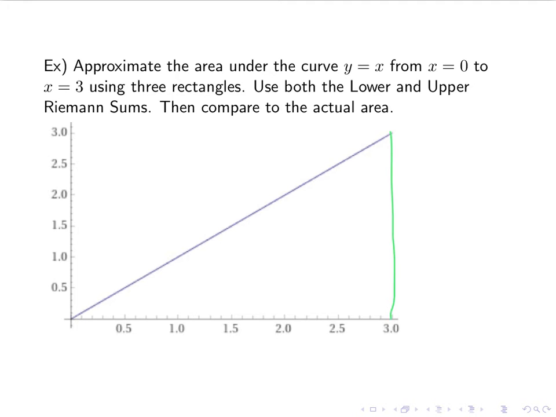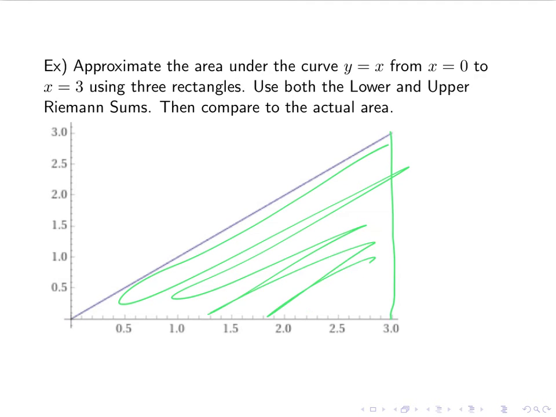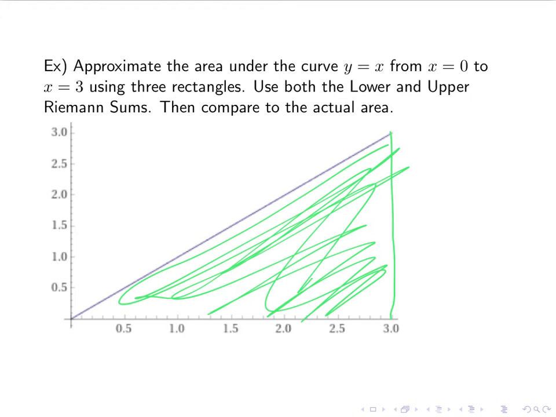So if we notice, this is a very lovely triangle, so I know the actual area under this curve. I don't have to use Riemann sums because I don't have to approximate it, but I want you to see how good of an approximation it is. Again, we're only using 3 rectangles, so it's not going to be fantastic, but we'll see how it works out.